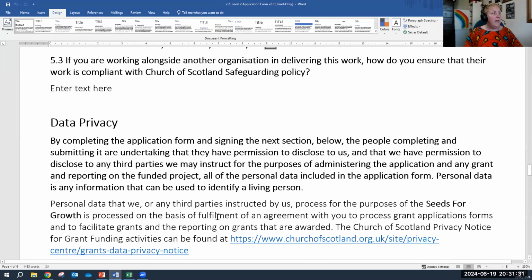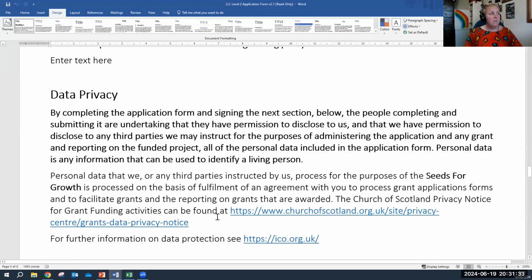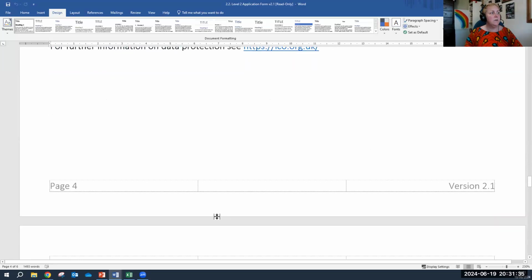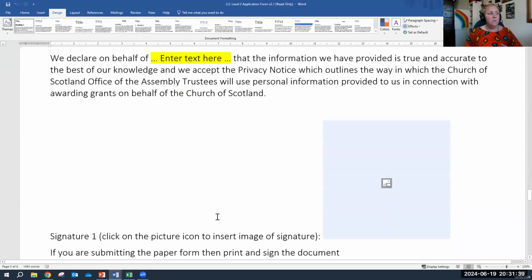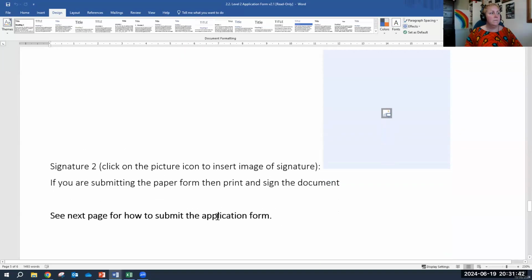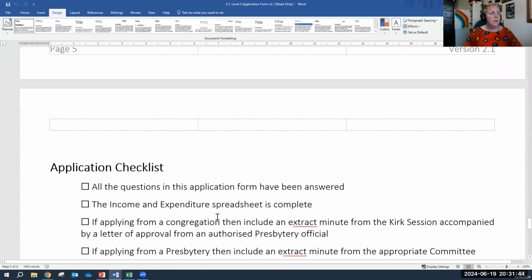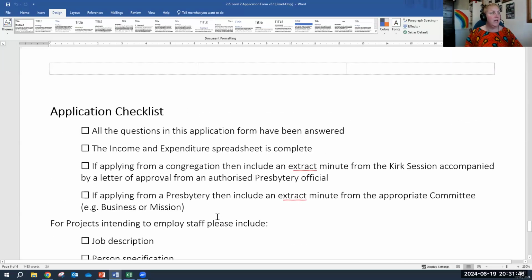And then we end with our normal data privacy notices, which can be looked at by clicking on those links. And then we have a space for signatures. And then we have our normal application checklist. All the questions have been answered. The income and expenditure spreadsheet is complete.